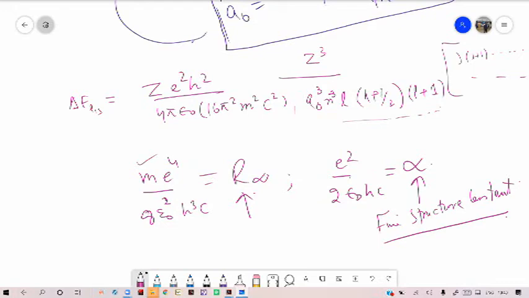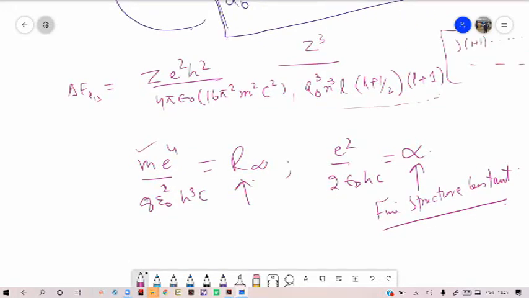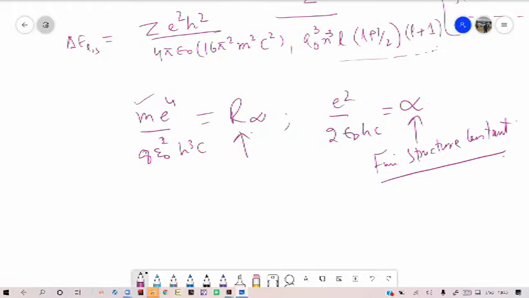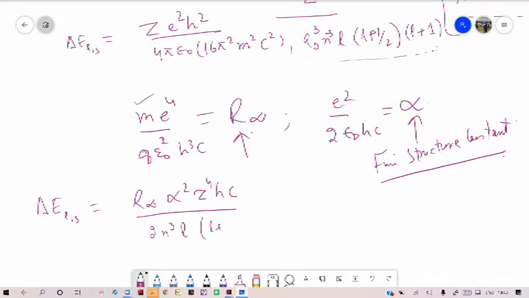So using these values in the above expression, we can write delta E L comma S is equal to R infinity alpha square Z⁴ hc divided by 2 n cube l into l plus 1 by 2, where there are a few more steps remaining. Just have patience. This is the term j into j plus 1 minus l into l plus 1 minus s into s plus 1. So this is the term.